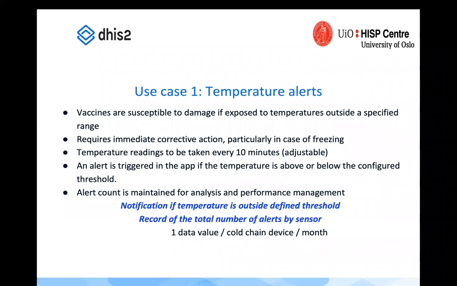So temperature alerts, as I mentioned: vaccines are of course very sensitive to temperature excursions, too high or too low, but especially they're very quickly damaged in case of freezing. So rather than collecting the temperature twice a day, you'll have a data logger recording the temperature every 10 minutes, every 5 minutes, even every minute, and basically instantly alerting the storekeeper in case of a temperature excursion. And you can then also record the number of alerts per day and save them on the server.